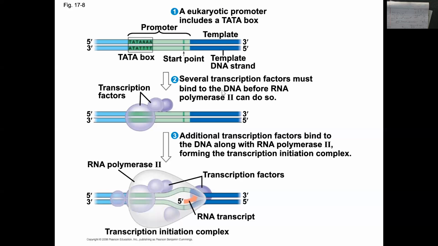Several transcription factors must first bind to the DNA before RNA polymerase II can do so. So here's that first one that bound. And once that one binds, these other two can come and bind on it as well. Additional transcription factors bind to the DNA along with RNA polymerase II, forming that transcription initiation complex. So here's RNA polymerase II, the leader of the show, who will not come to the party unless everyone else is going to be there, right? If you're all there, then I'll come. And he does, and the party gets rolling right down the line.